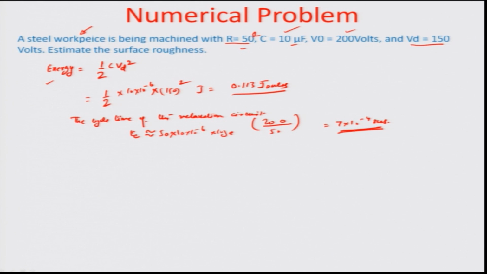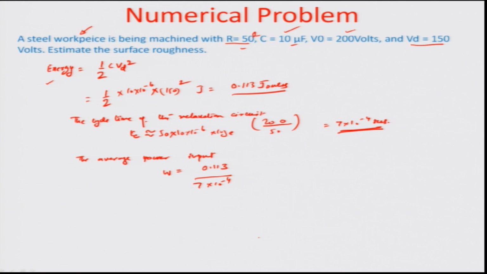So, this is the cycle for one discharge to happen, which includes in most of the portion the charging time and very little portion as the discharging time. Discharging is almost treated as momentary or spontaneous. So, the average power input will then be calculated as W equal to 0.113 divided by the cycle time, 7 into 10 to the power of minus 4 seconds.